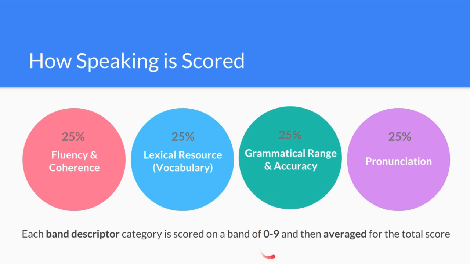0 to 9. So what the examiners are going to do is basically assign you a score for each one of these different components, what I like to call ingredients. And then they're going to average out the score that you got for each one of these components. And that is going to be your final score on a scale of 0 to 9. So for example, you may get a 5 here, a 5 here, a 6 here, and a 6 here. So that brings your total score to 5.5.